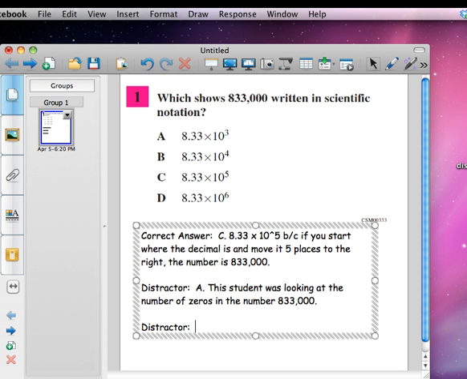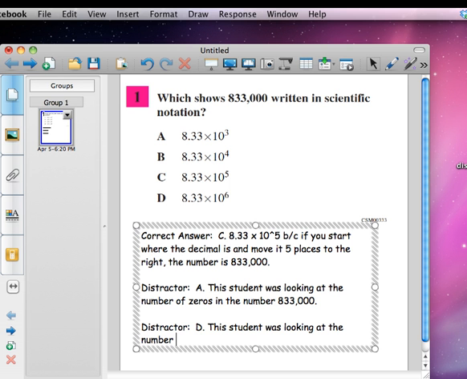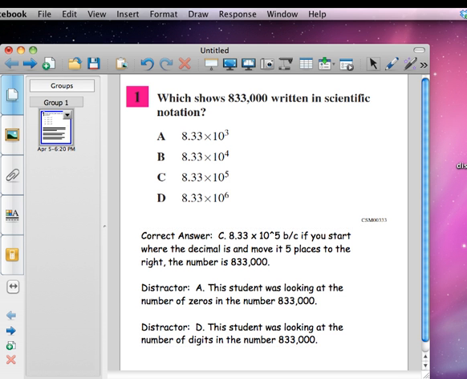Another distractor that I think students might pick is D. This one's a little harder to see, but I think this might be a simpler mistake, which is this student, rather than looking at the number of zeros, was looking at the number of digits in the number 833,000. So if they think that the decimal is right there, they think, oh, I just have to move it 1, 2, 3, 4, 5, 6 places, and that's why that student might have picked D incorrectly. So there I have an example of an explanation for 2 distractors and a correct answer.